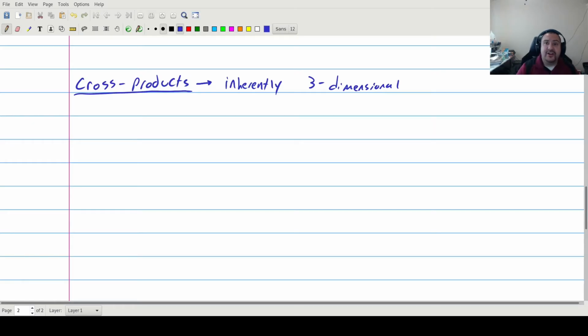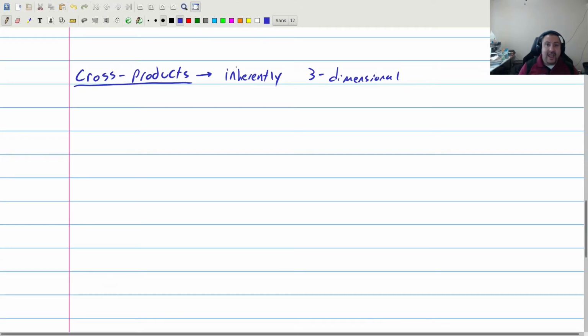So because cross products are three-dimensional, we're going to have to think about these in terms of x, y, and z. So you already saw that we had the i hat to represent the x direction. We had the j hat to represent the y direction. And you can probably guess the k hat is going to represent the z direction. So let's say you have two vectors. Your first vector, and let's call it vector A, is going to be equal to 3i hat plus 4j hat plus 5k hat.